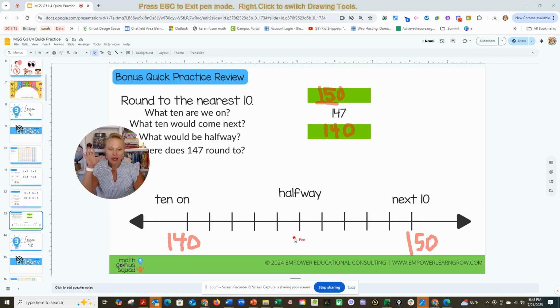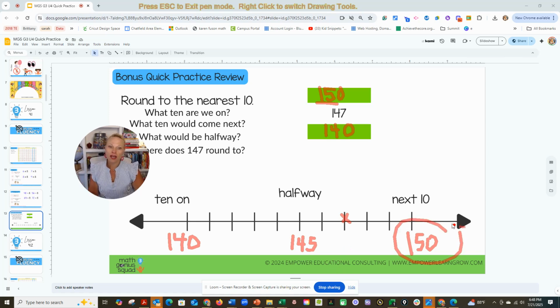Think about it. Class, and students would say 145. Boys and girls, clap when I get to 147. Then we move along the number line and students would clap. Boys and girls, what number does 147 round to? Think about it. Class, and of course the whole class would say 150. We know 147 rounds to 150.